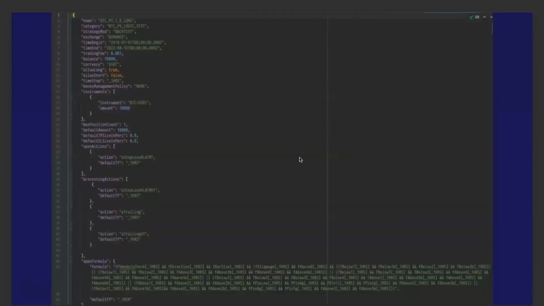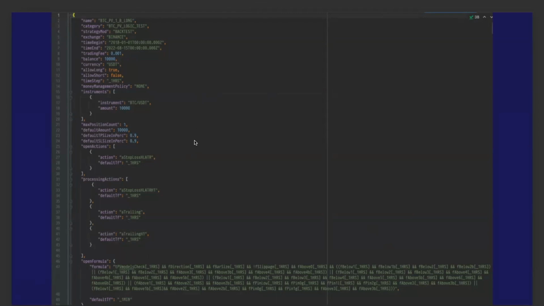This is just an example of a JSON file that we're using. Here you can see the absolutely big formula for the open position signal. And in our JSON format, we can specify all the actions, like scenarios to handle positions, like break-evens, like trailings.